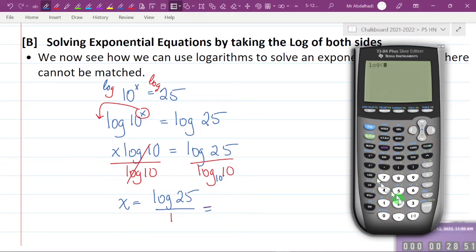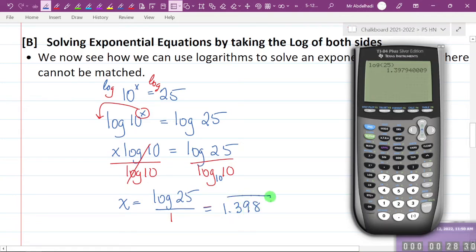And log of 25 is 1.397940009. If you remember when we did the guess and check thing, that's what we got. So here it is without guessing and checking. This is exact. Well, we're going to go to 3 decimal places, so 1.398. We'll just leave it at that. Okay? And this is huge.